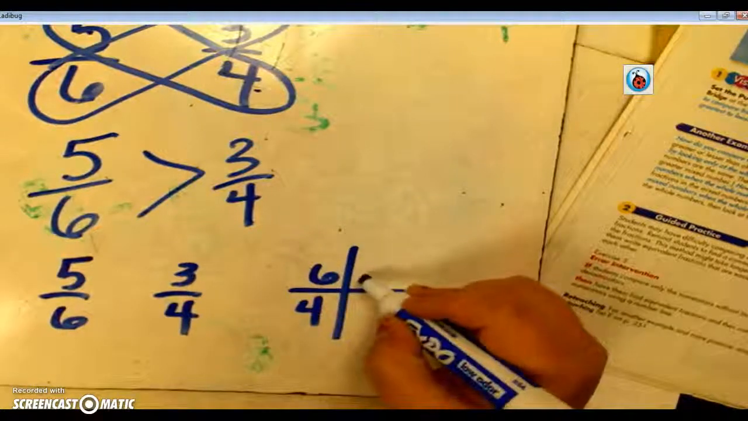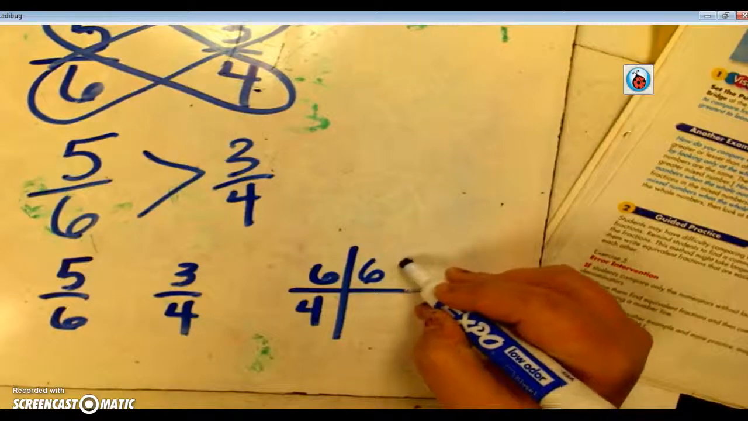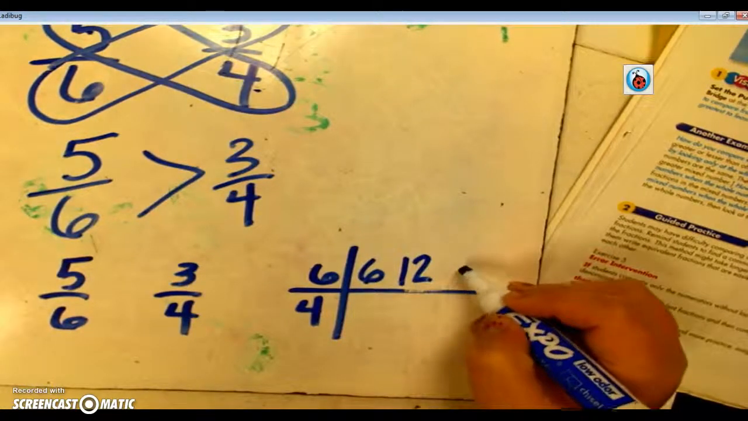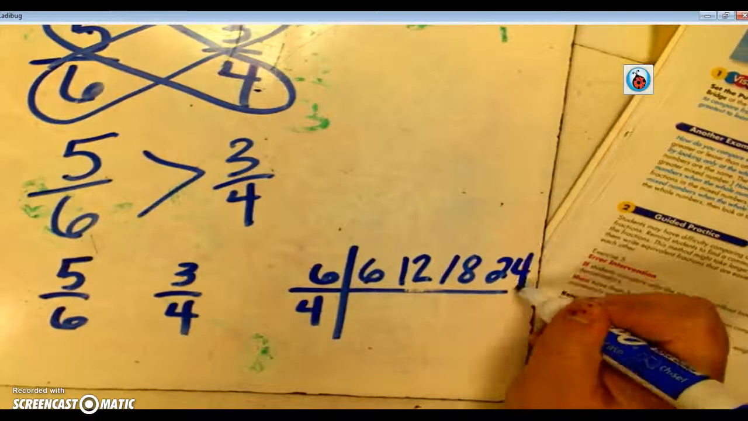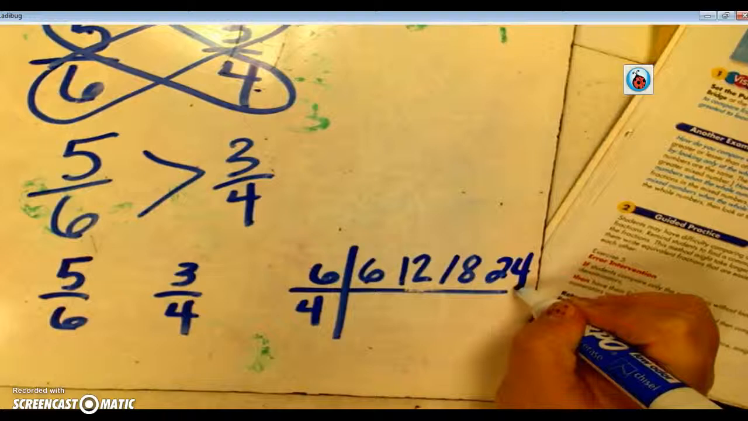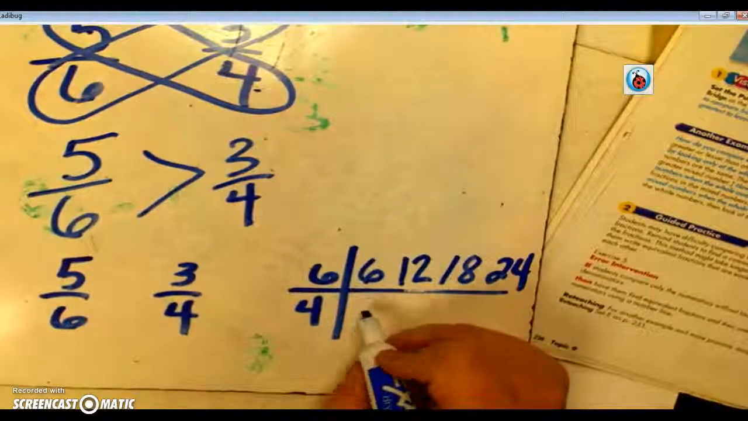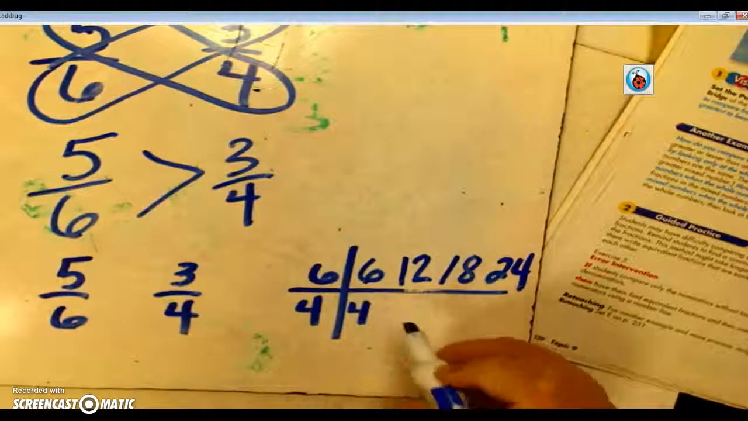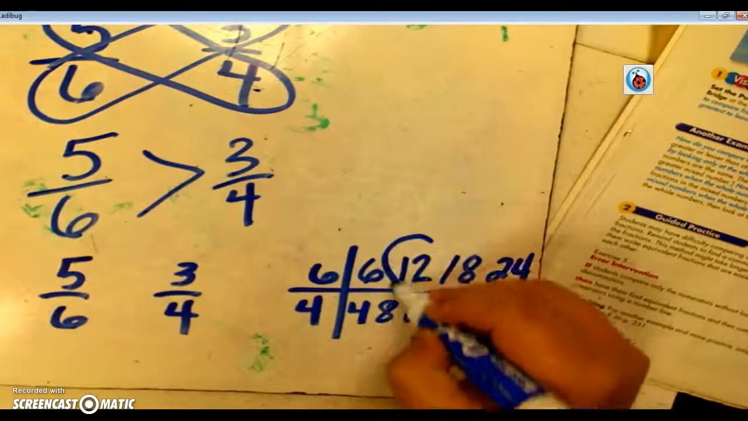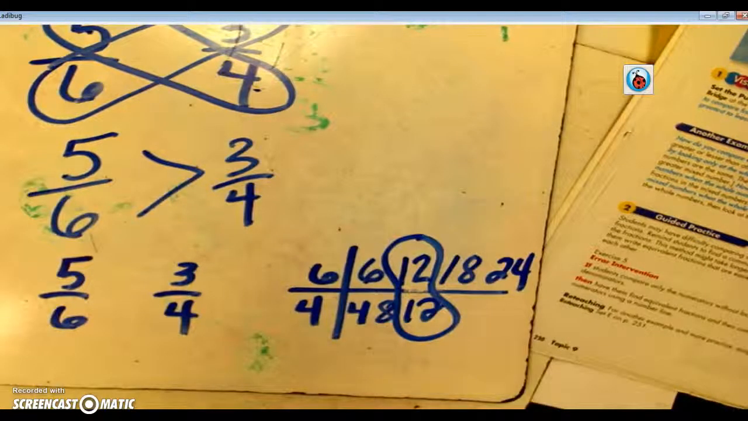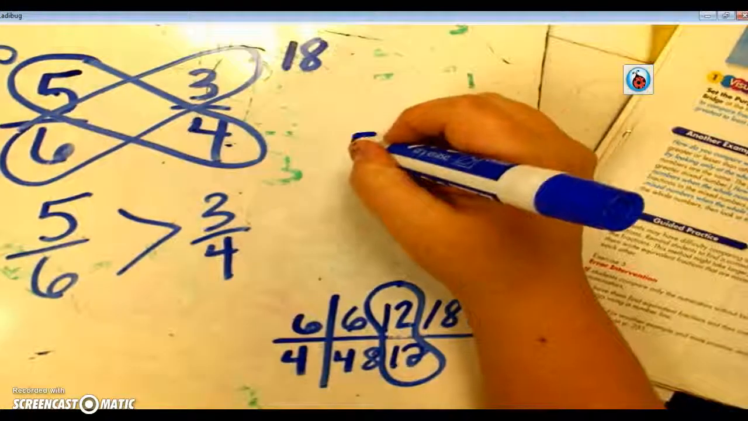Okay? 6 times 1 is? 6 times 2 is? 6 times 3? 6 times 4? All I'm doing is factors. Again, multiplication tables. Okay? 4 times 1 is? 4 times 2 is? 4 times 3 is? I can stop right there because I have a common factor. Okay? So what I can do, I like to write my numbers up and down. I like to write them vertical.